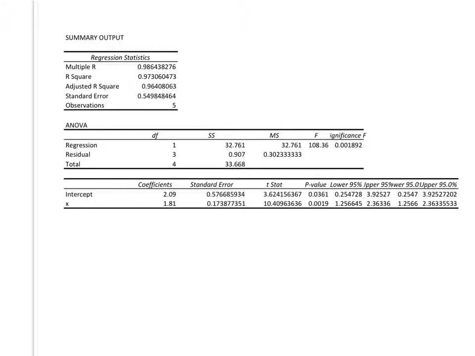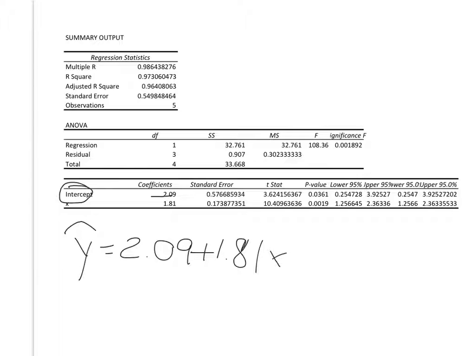Okay, so here are the coefficients. Here's the intercept. It's the 2.09. So if I ask you, what is the least squares regression equation? You would write down y is equal to 2.09 plus, and then right below that is the slope, 1.81 times x. Okay? That's all there is to it. All right, that's the equation.